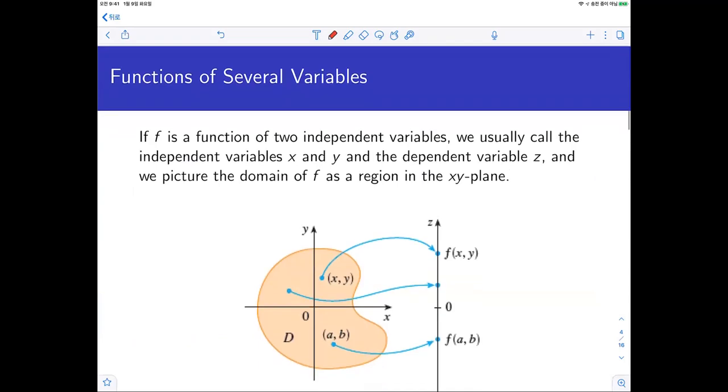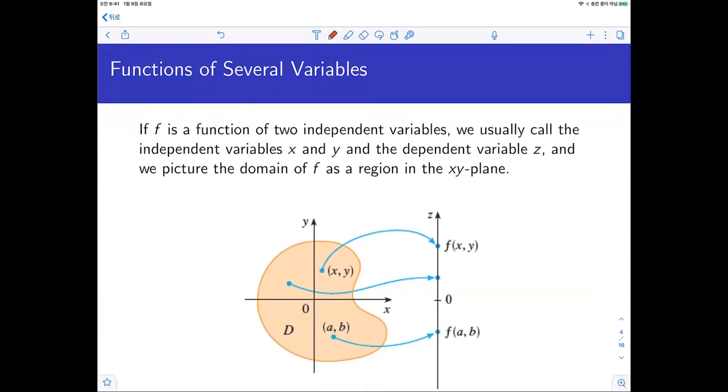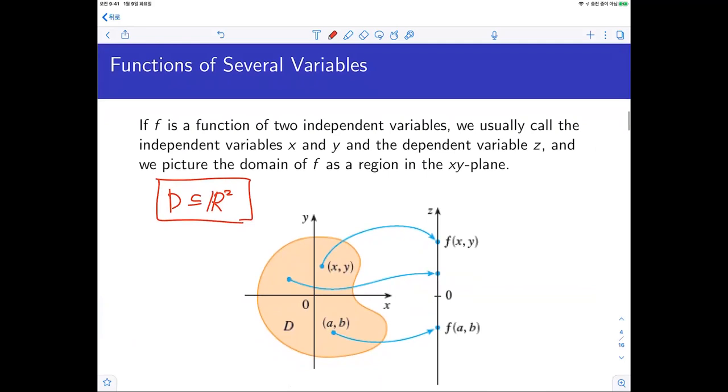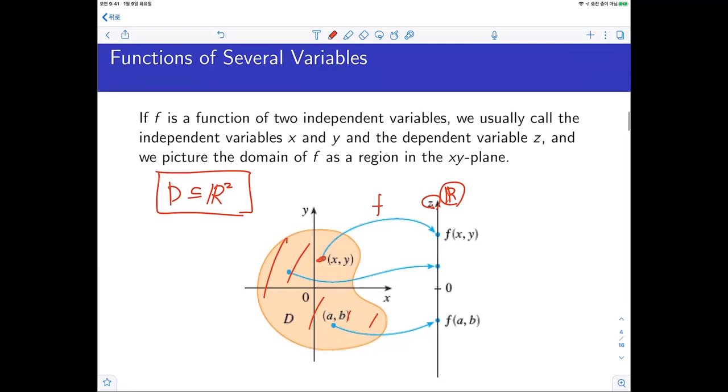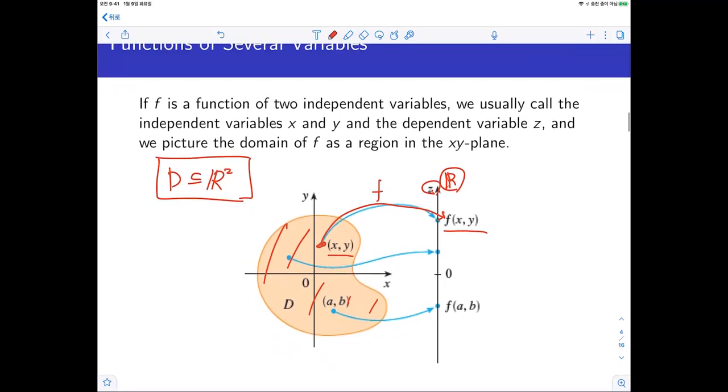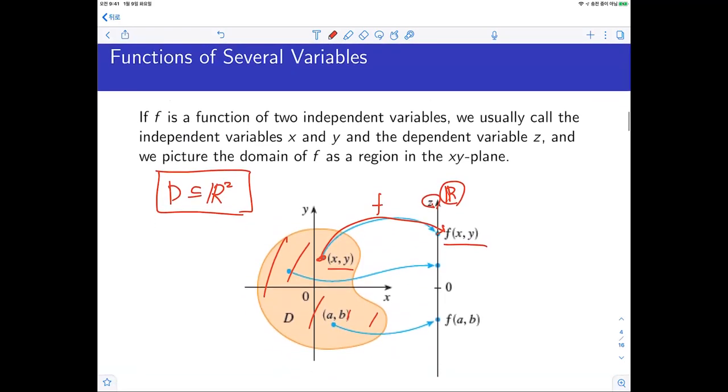So here, if the domain is in two-dimensional space, that's the xy plane, then we can draw the domain like this figure. If one point is given in the domain, then f sends this point to a real value, a real number z. So (x, y) is sent to f(x, y). So the notation is very similar.